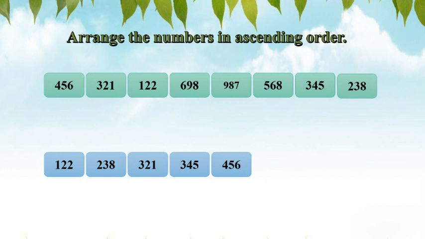Yes, 568. Okay, what is the next number? Who can tell this time? Okay, tell me. Yes, 698. What is the last number? Yes, 987. In this way we have to arrange the numbers in ascending order.